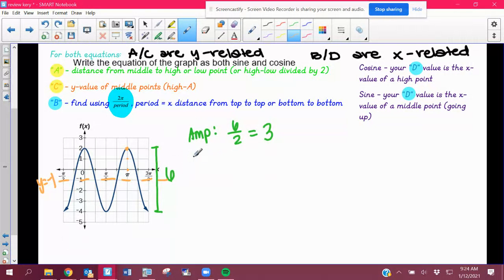Okay, so then in order for me to find my C value, I took that top point, which was 2, and I just subtracted whatever my A was, which got me to -1. Okay, so my C is going to be -1.